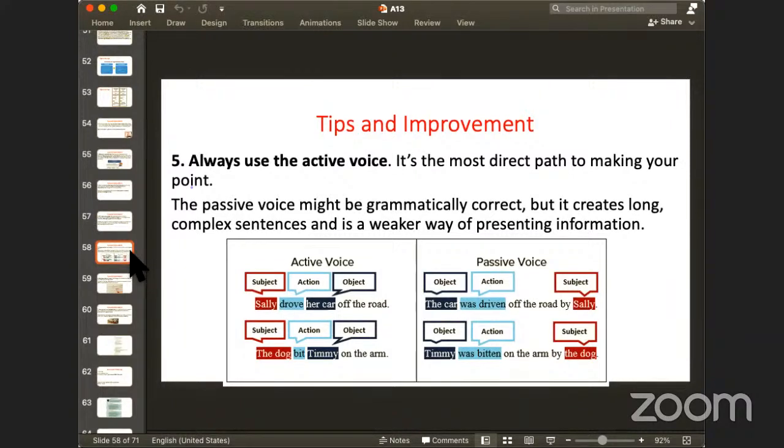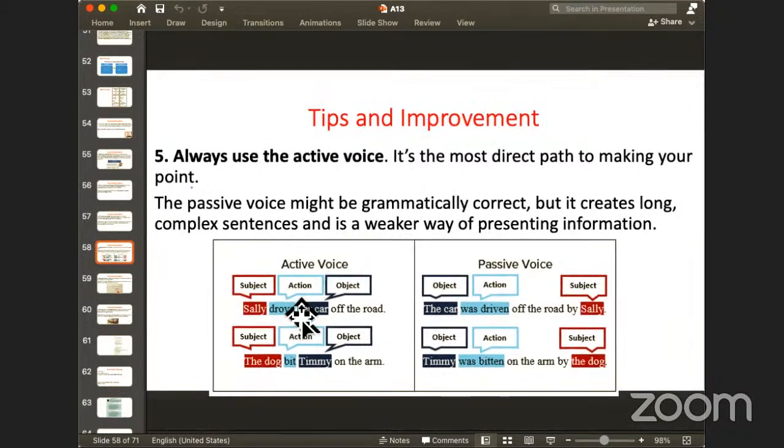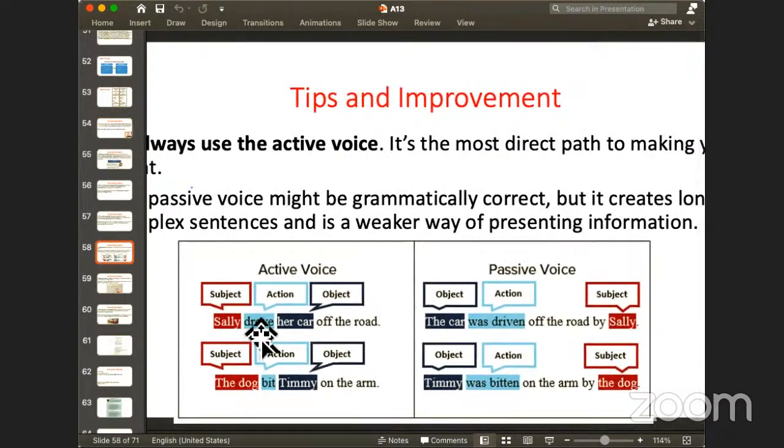The active voice is the way that we talk. So we usually have a subject, a person, and an action, then we have an object who's receiving the action. This is the most common way to talk. So Sally drove her car off the road. Or the dog bit Timmy on the arm. Or my friend read many articles about dogs. This is the normal voice we use.